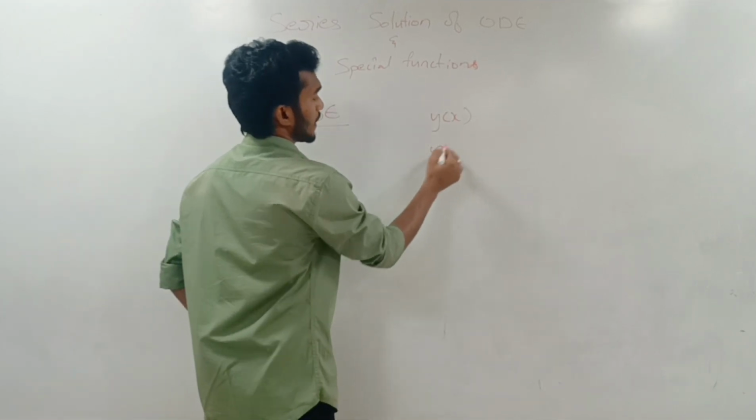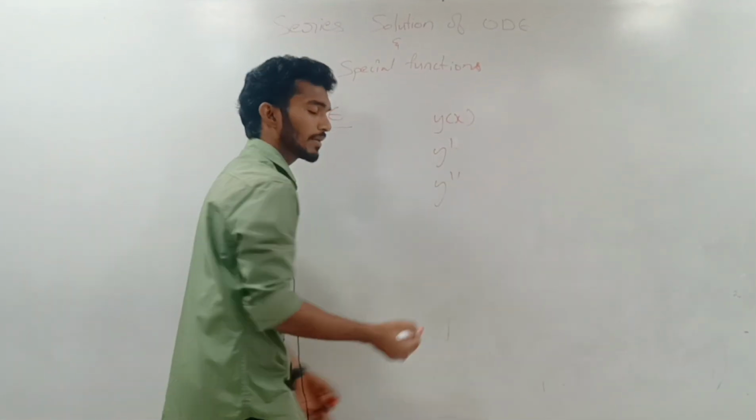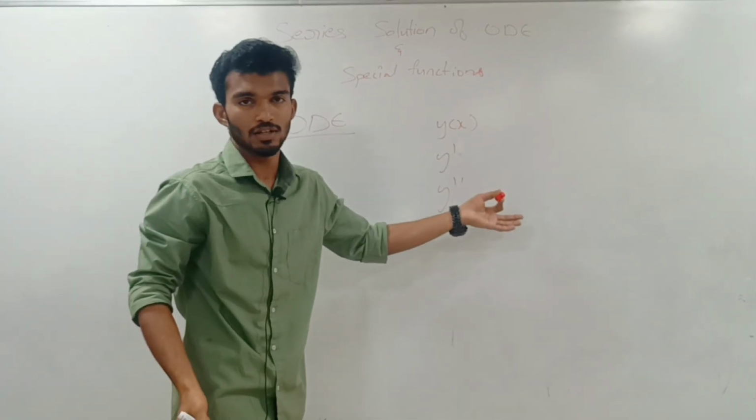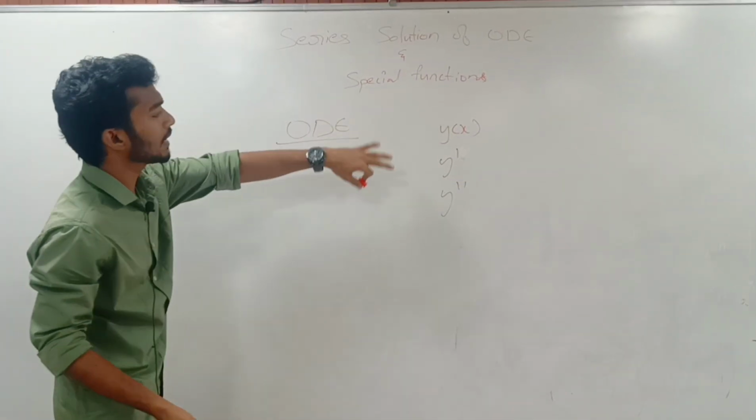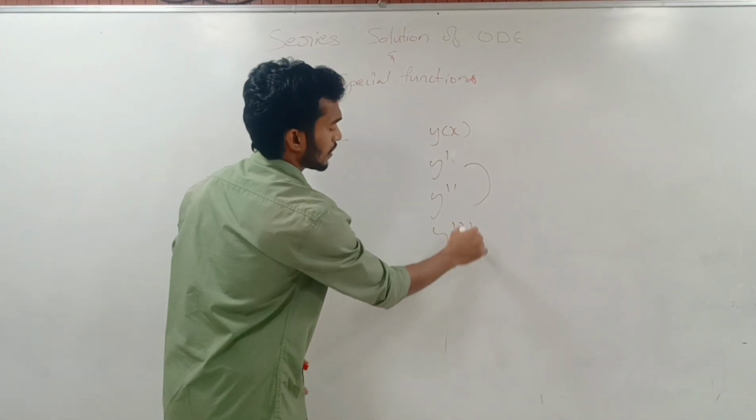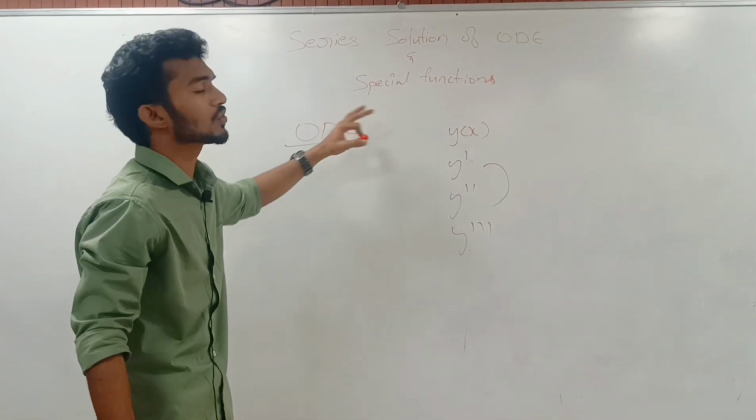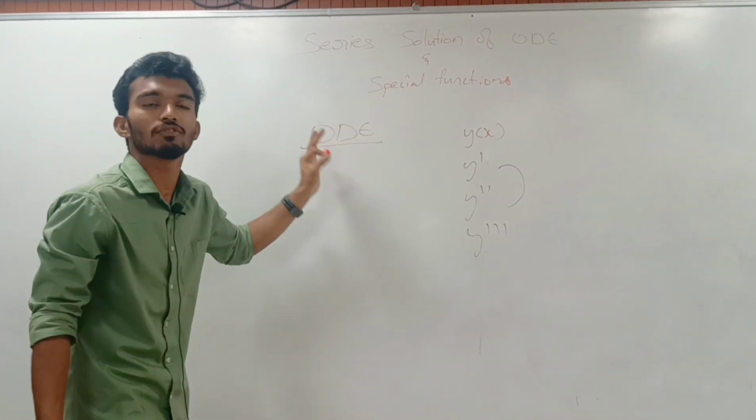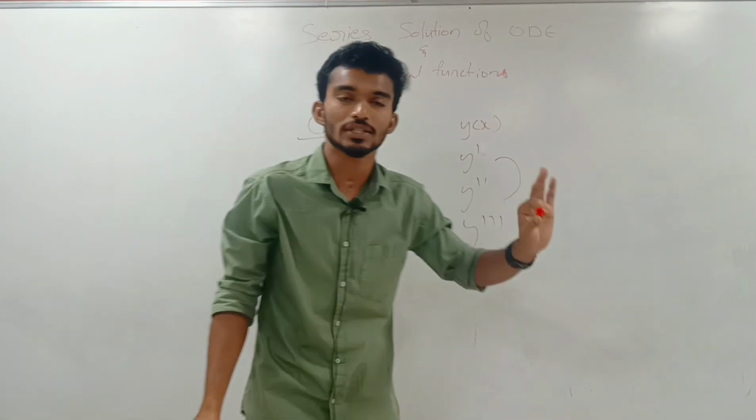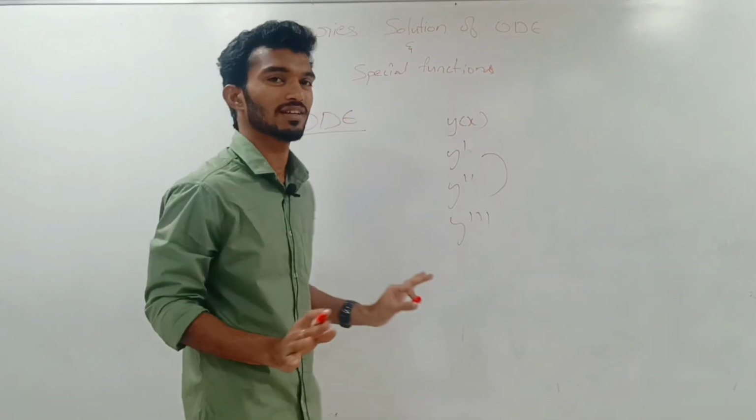That is, if we differentiate one time, that is called y dash of x. For two times, then it is y double dash of x, or y triple dash. The combination of all these derivatives is known as the differential equation. But here, the word ordinary distinguishes it from the partial derivative. That's all, nothing more than that, okay?